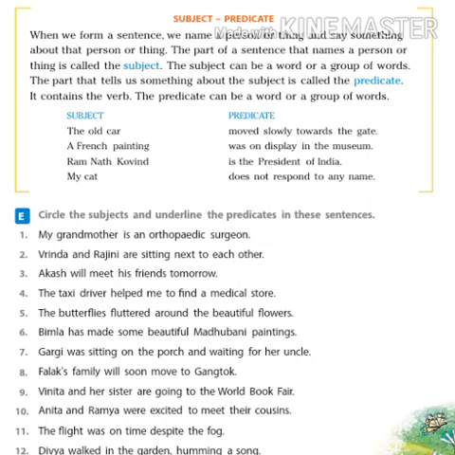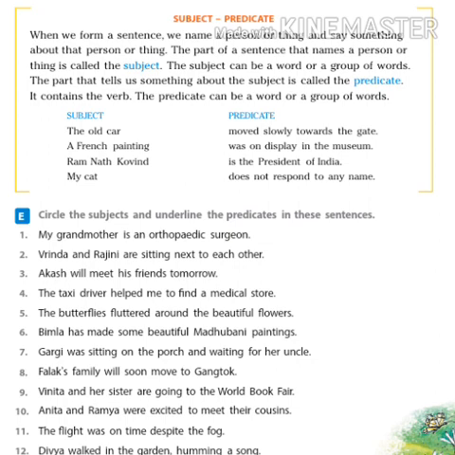Is is a helping verb. I told you the predicate starts from the verb. So, is is the helping verb and here it acts as the main verb itself. So, from is onwards starts the predicate. So, my grandmother is the subject. Is an orthopedic surgeon is the predicate of the sentence.